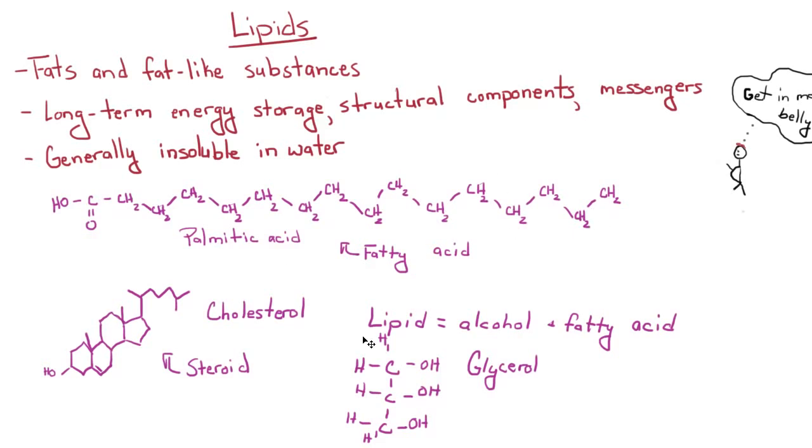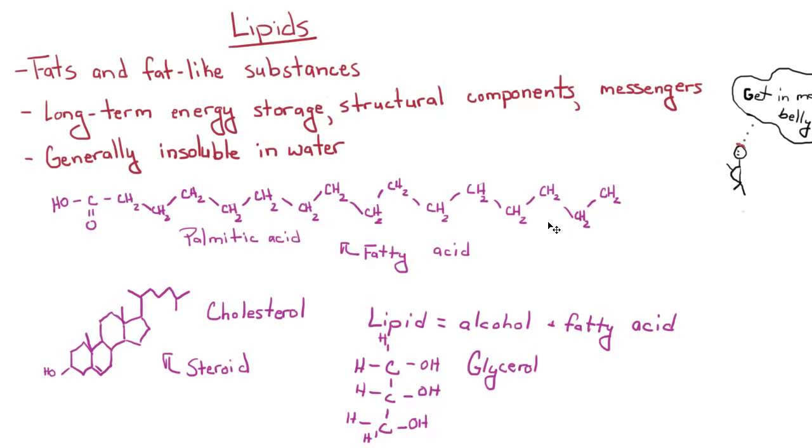Another example of a lipid would be cholesterol, which is a steroid. You can see here, steroids usually have this structure, a couple of rings, and some methyl groups, a hydroxyl group right here. And most steroids act as hormones. Cholesterol is found in your cellular membranes.